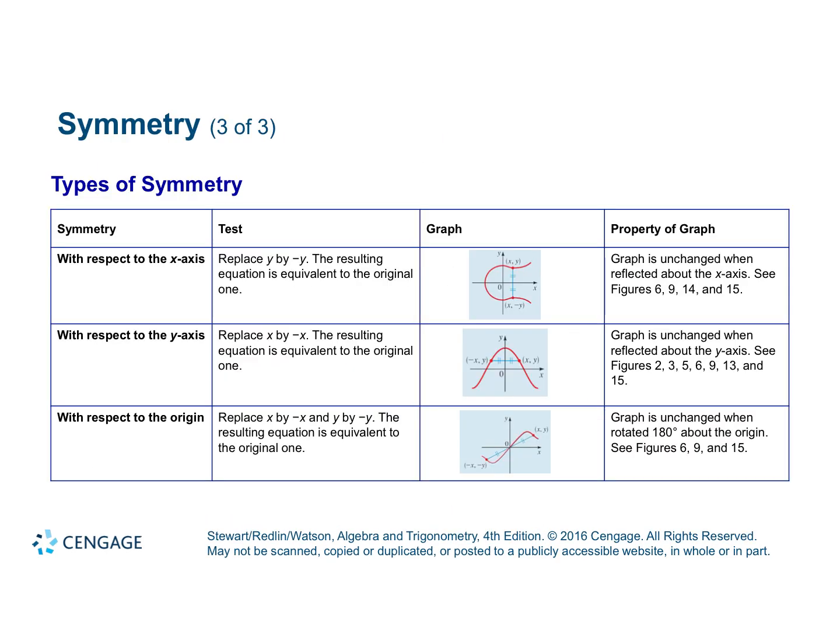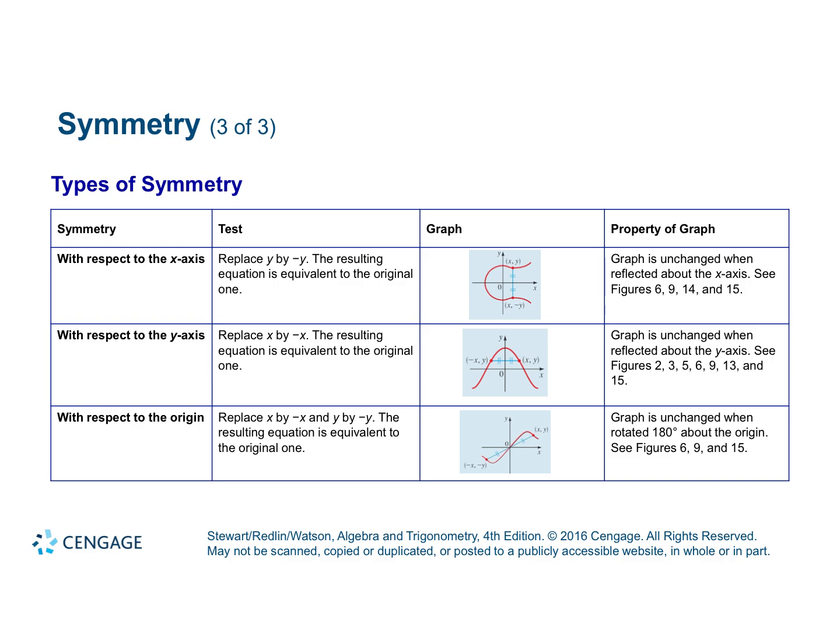So we have different types of symmetries. With respect to the x-axis, we replace the y by a negative y. And if the resulting equation is equivalent to the original one, we get x-axis symmetry. Now with respect to the y-axis, we replace an x with a negative x. And if the result of the equation is equivalent to the original one, then we have symmetry with the y-axis. And with respect to the origin, we replace an x by a negative x and a y by a negative y. And if the result of the equation is equivalent to the original one, then we have symmetry based on the origin.